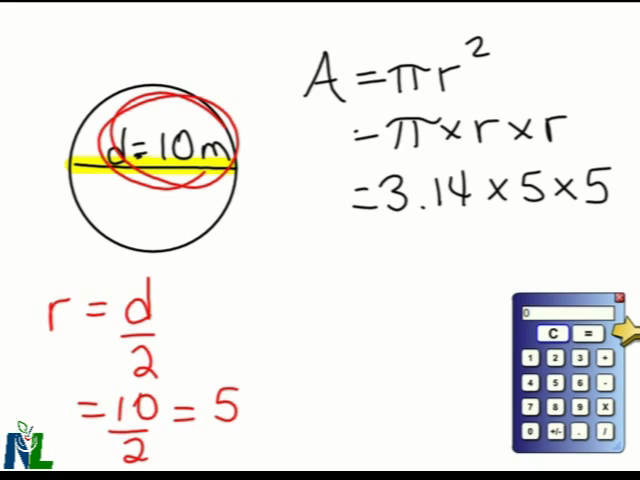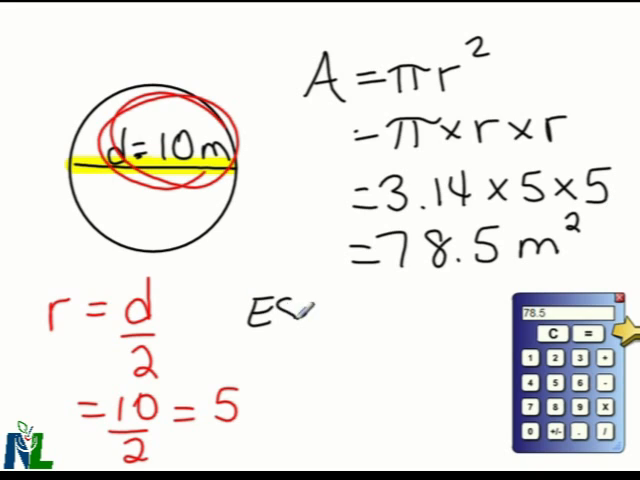Use your calculator. So 3.14 times 5 times 5. You're going to get 78.5, and it's an area, so our units are meters squared. Very, very important that you put your units in there.